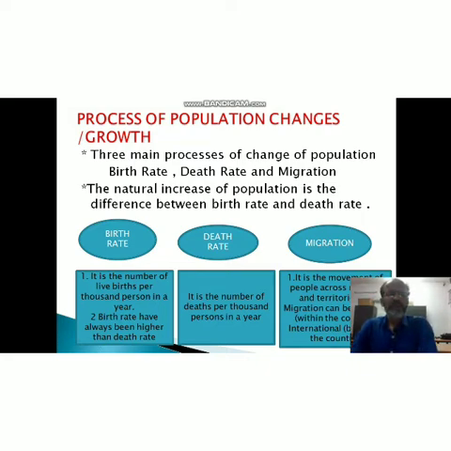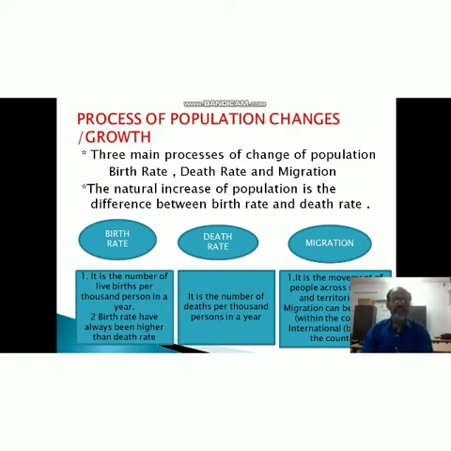In this topic we will learn there are three main processes of change of population: birth rate, death rate, and migration. What is birth rate? Birth rate is the number of live births per 1,000 persons in a year. That means in 1,000 persons, how many live births there are.